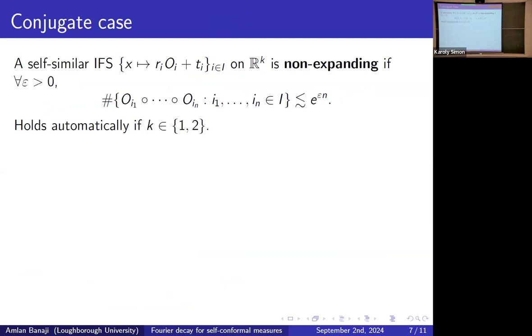So how do we go about proving both of the theorems in the conjugate case? Remember that this now boils down to a question about nonlinear push forwards of self-similar measures. Let's suppose we have a self-similar IFS on R^k, and if the orthogonal parts of the contractions are denoted by O_i, then you can count how many different compositions of n orthogonal contractions there are. If this quantity grows sub-exponentially, then I'll say that the self-similar IFS is non-expanding. In particular, if all your orthogonal parts commute, or if we're in dimensions 1 or 2, then we're in the non-expanding case.